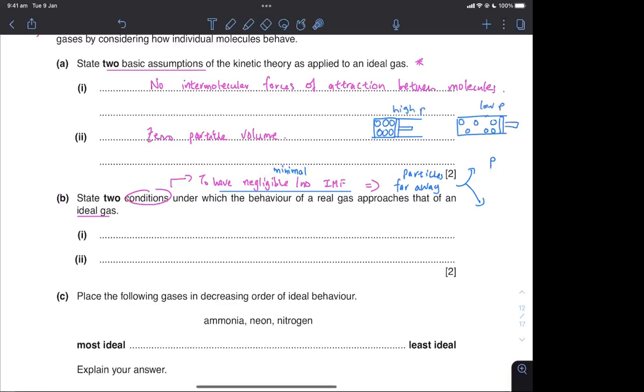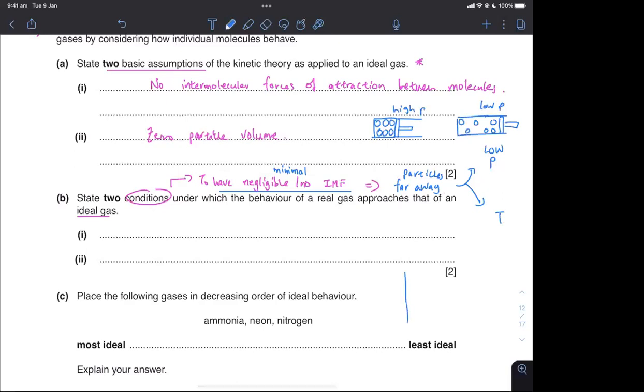So you're contradicting your own words. You want your particles to be far away, so you want them to have low pressure. Now the other thing is to do with temperature. Do you want high temperature or low temperature for your particles to be far away? Low temperature. Okay.